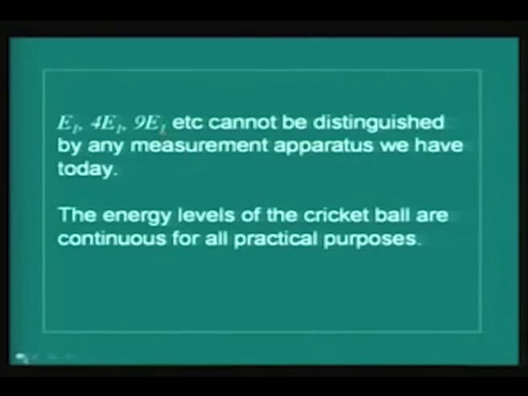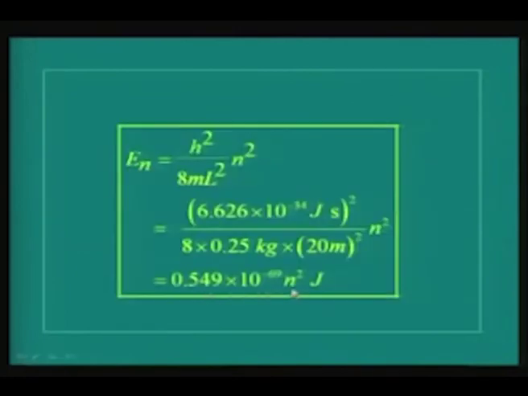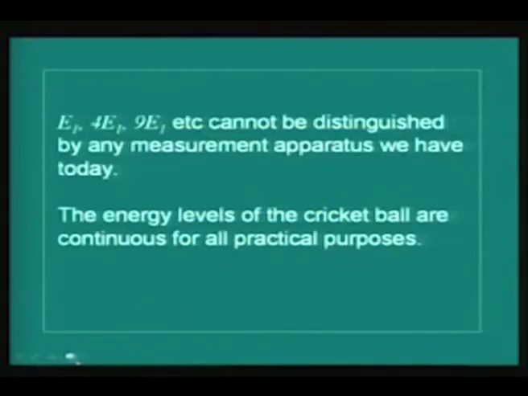What is 4E1 and 9E1 for this number? 4 times this, 9 times this. Of course, you cannot see any of these numbers, and therefore they cannot be distinguished by any measurement apparatus we have today. The energy levels of the cricket ball are continuous for all practical purposes, even within this trivial model.